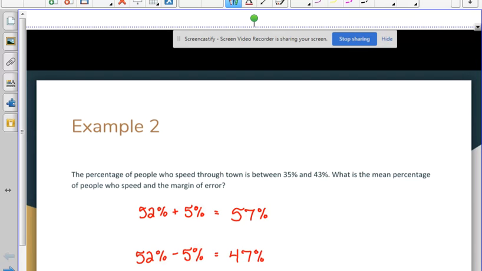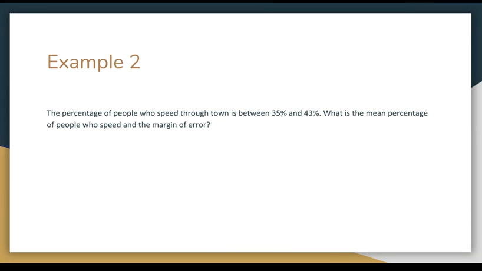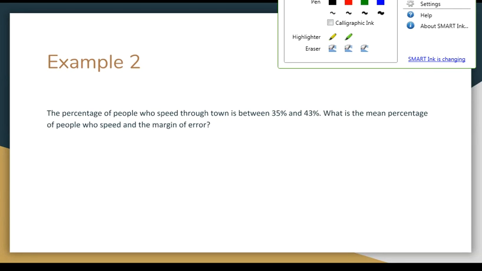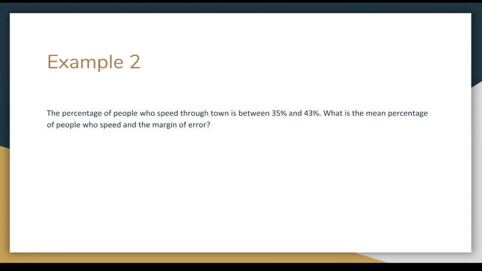Let's look at this right here. The percentage of people that speed through a town is between 35 and 43%. What is the mean percentage of people who speed and the margin of error?